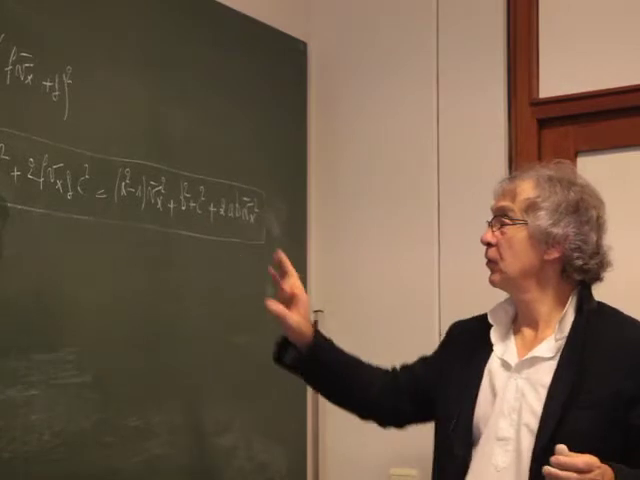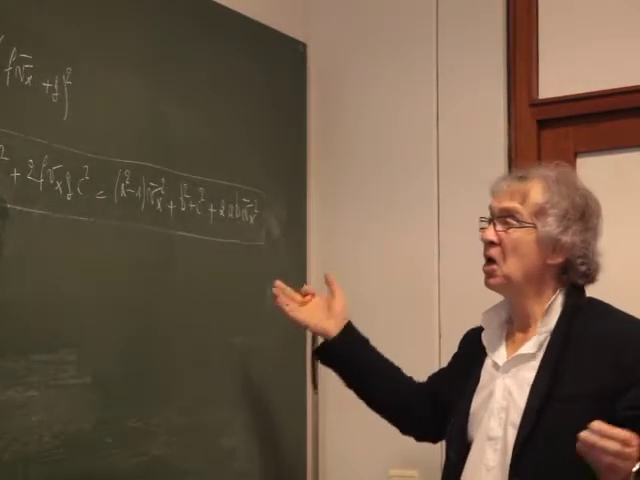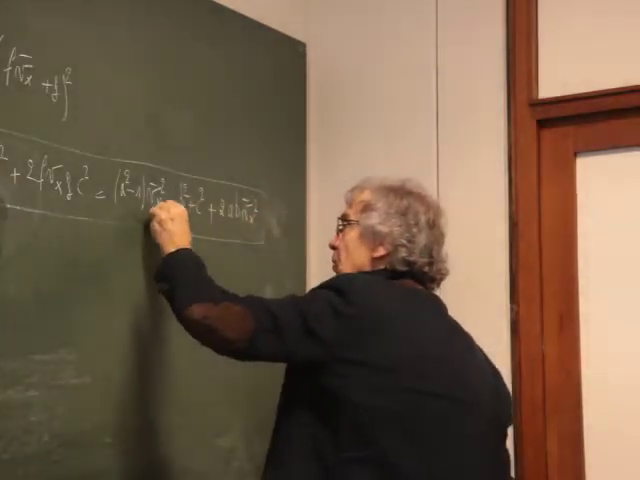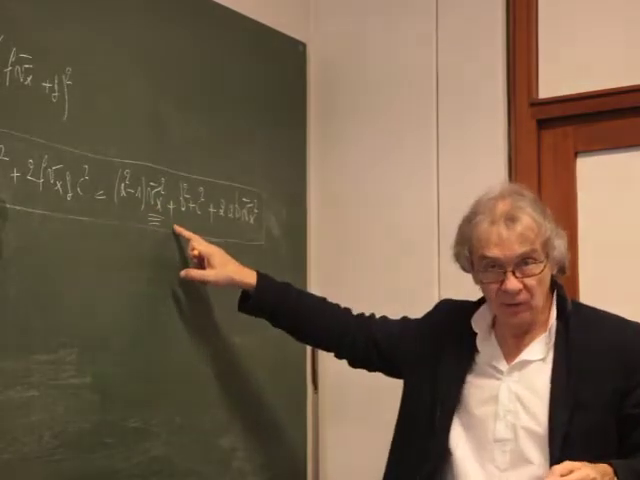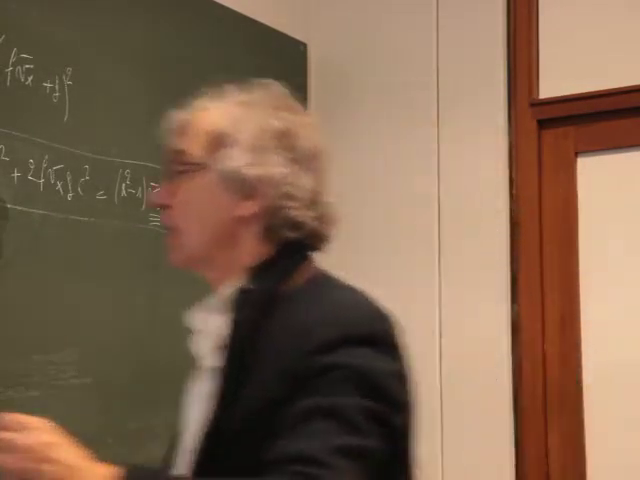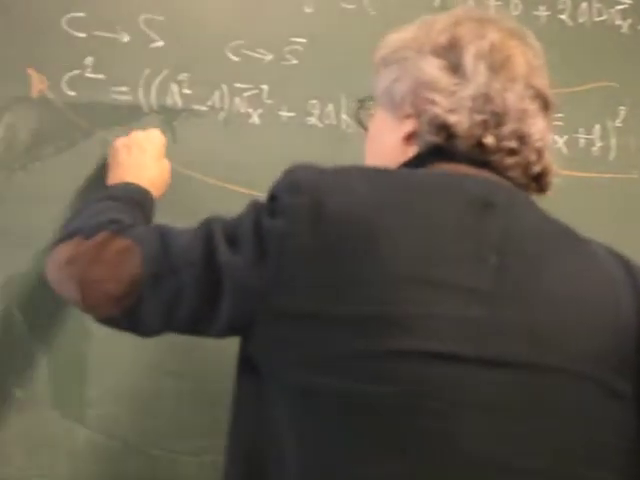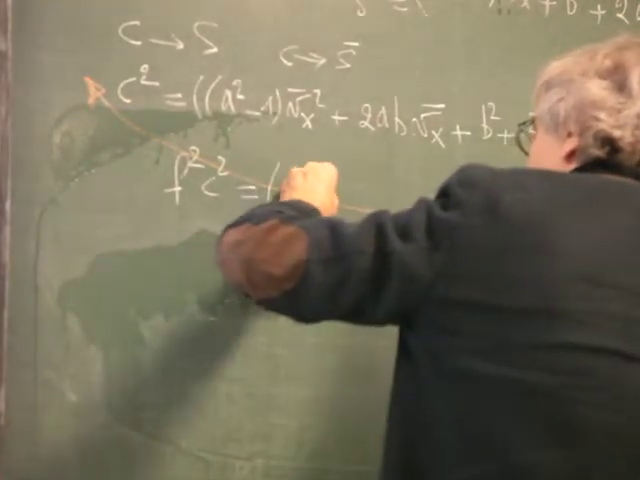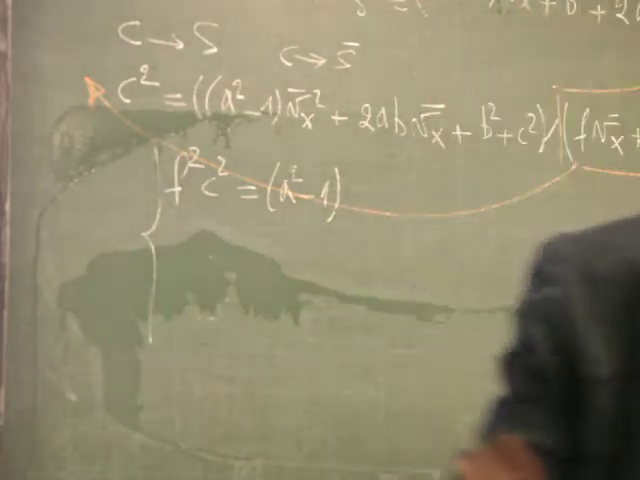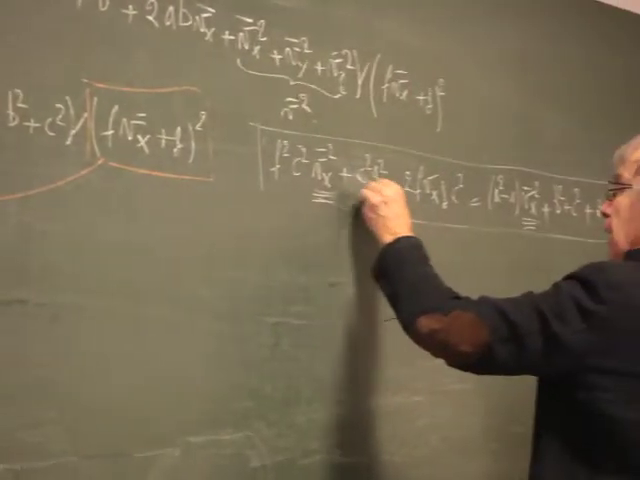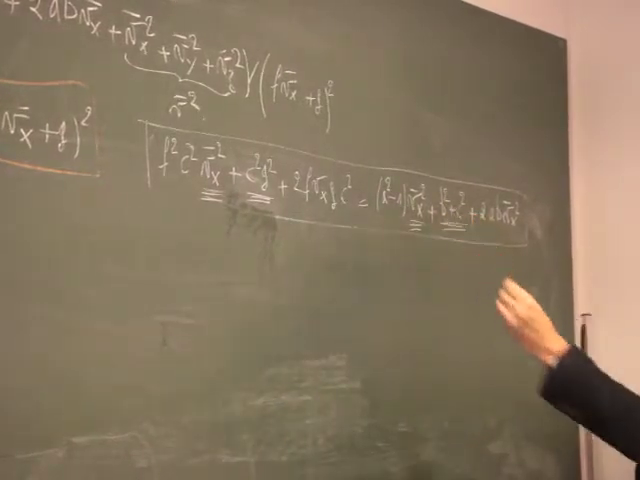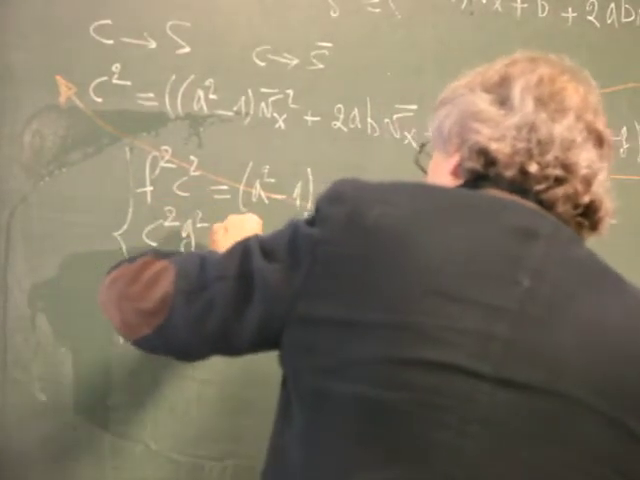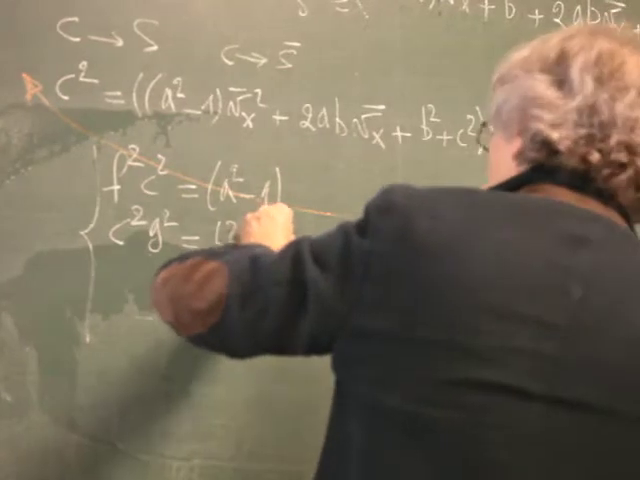And in order to get that condition satisfied, what you must write is that the coefficient of Vx bar on one side should be equal to the coefficient in front of the other one. So the first relation will be, if I didn't make a mistake, f squared times c squared equals a squared minus 1. The second relation is that the independent terms should be equal, so I have c squared times g squared equals b squared plus c squared.